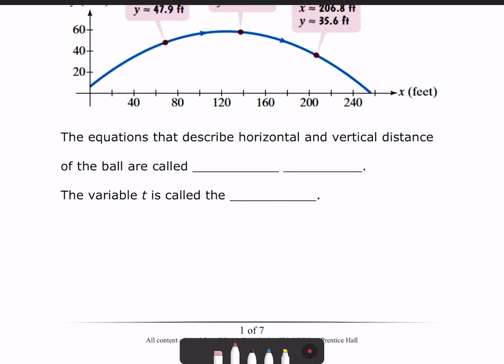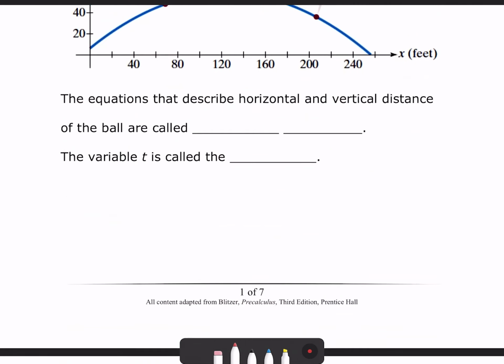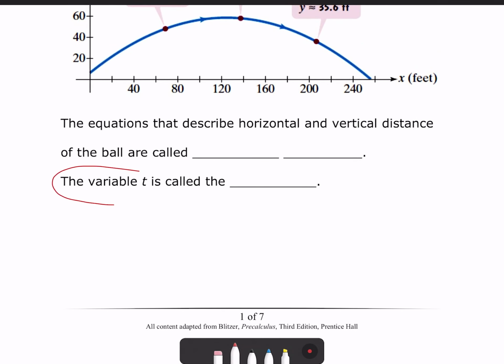The equations that describe horizontal and vertical distance of the ball, in this case, are called parametric equations. I don't have to write that down. It's written down up here. It's going to be written down at the top of the next slide. So these are called parametric equations, and the variable t is called the parameter.